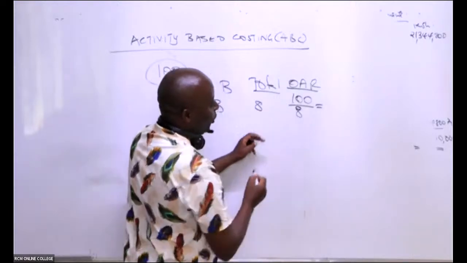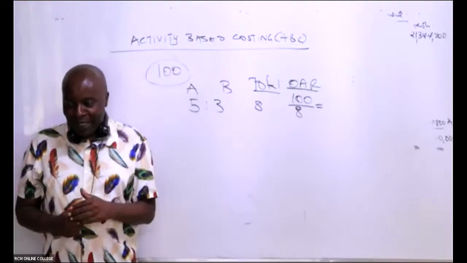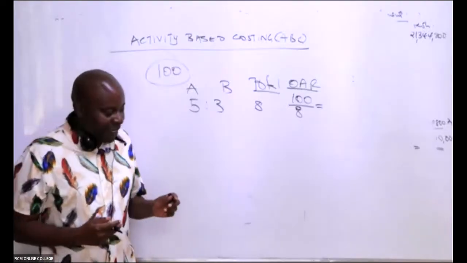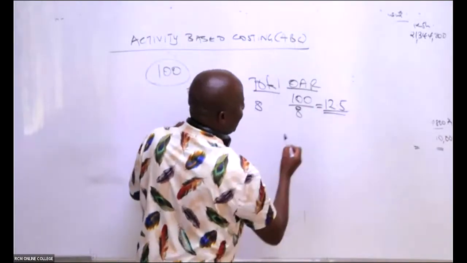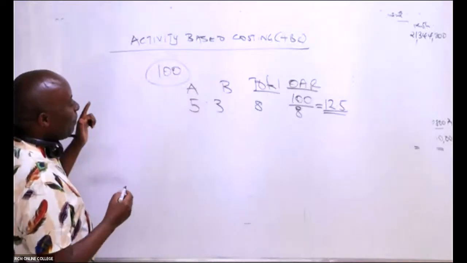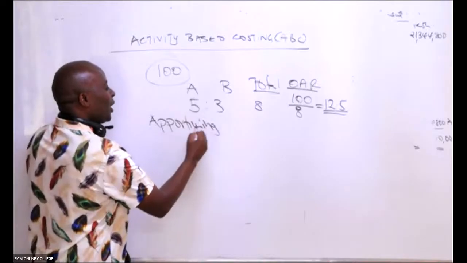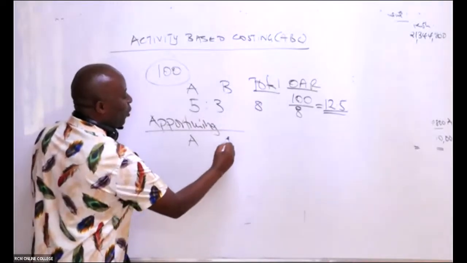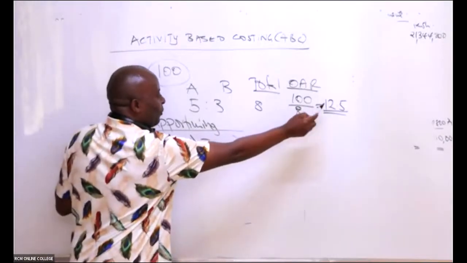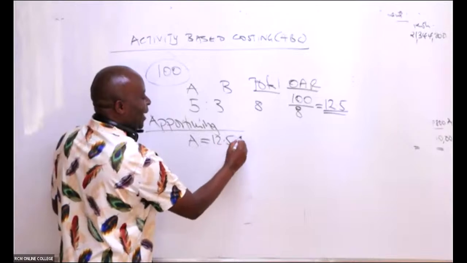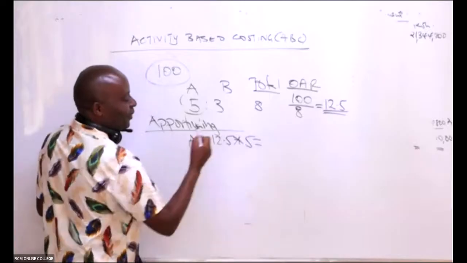8. So is there somebody who is able to give me this OAR, overhead absorption rate? What is 100 divided by 8? 12.5, isn't it? So this gives me 12.5 per unit of the activity. So that when I'm apportioning the money, instead of using the fraction approach, I will say A is supposed to be consuming 12.5 per unit. But you see, A has got how many units here, somebody? 5. A has got 5.